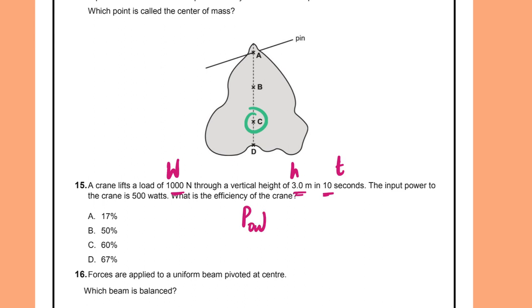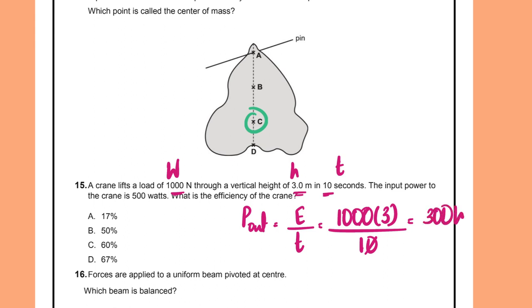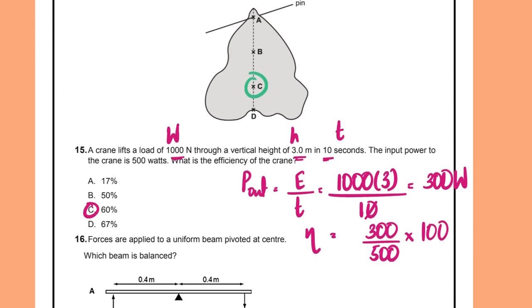So output power would be the energy over time. So mgh is the formula. Mg is given as 1000, the weight, times the height, which is 3, divided by the time, which is 10. So this turns out to be 300 watts as the output. Again, for efficiency, I use output over input times 100, just because the question has percentages given. So this is going to be 60%. So on to the next one.